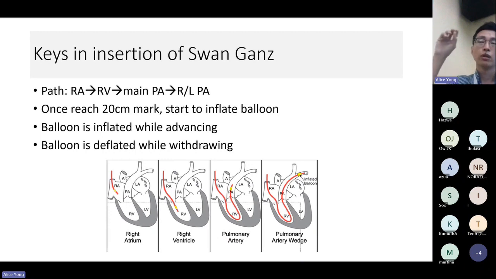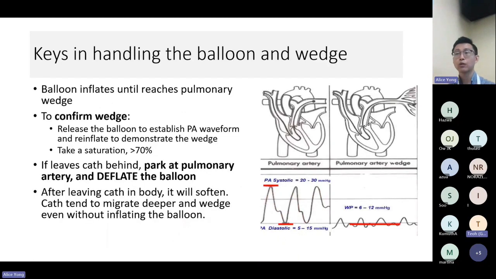Okay, so the balloon is inflated when we want to advance. If, let's say, you pass through the RV and you say, oh, I forgot to get the RA pressure, so you want to pull back and tap the RA pressure, then please de-balloon it, deflate it, and only pull back, or else you're going to destroy the tricuspid valve also. Okay. So now we talk about wedge.